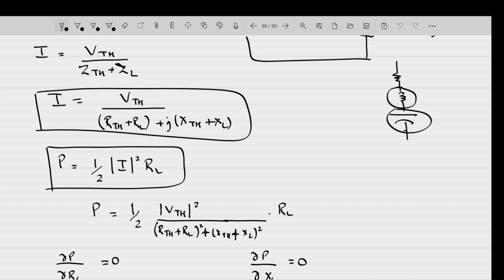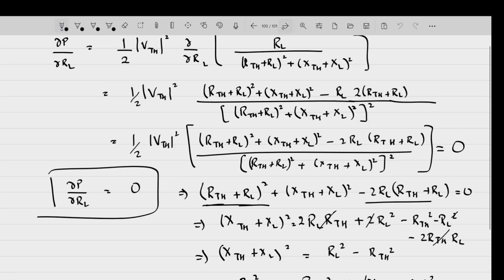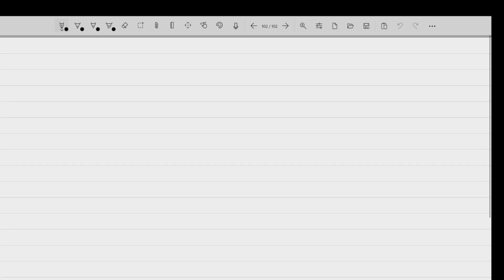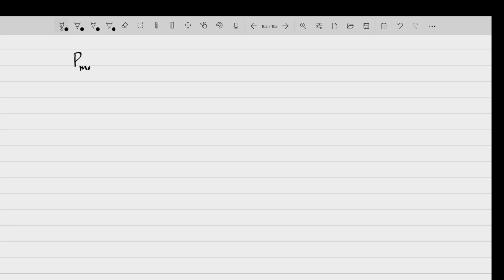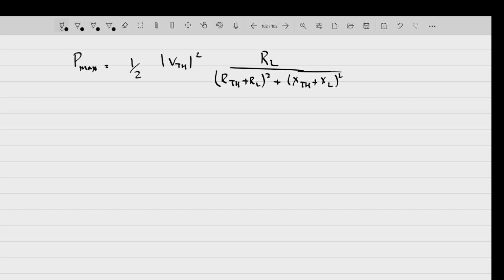What is the equation for power? We have 1/2 of VTH square RL by RTH plus RL square plus XTH plus XL square. Now we know at maximum power point RTH is equal to RL and XTH is equal to minus XL.